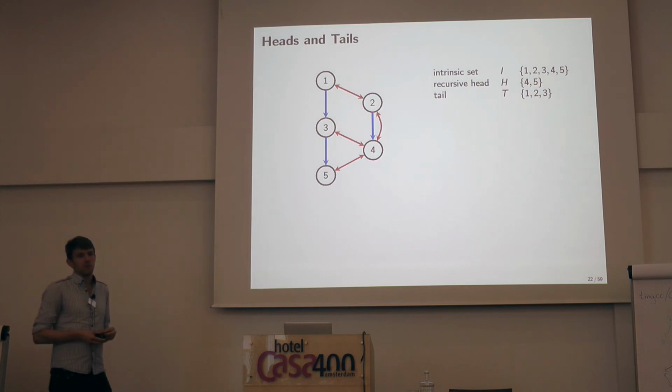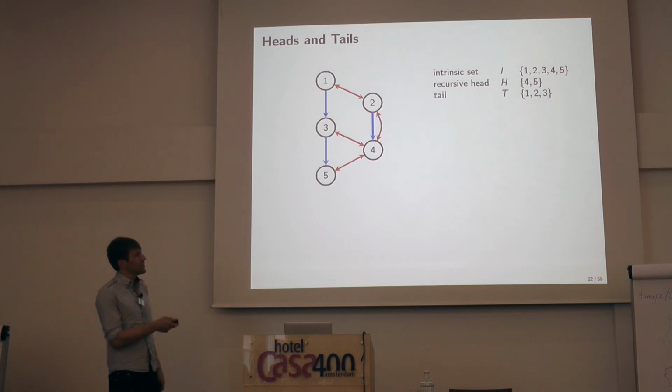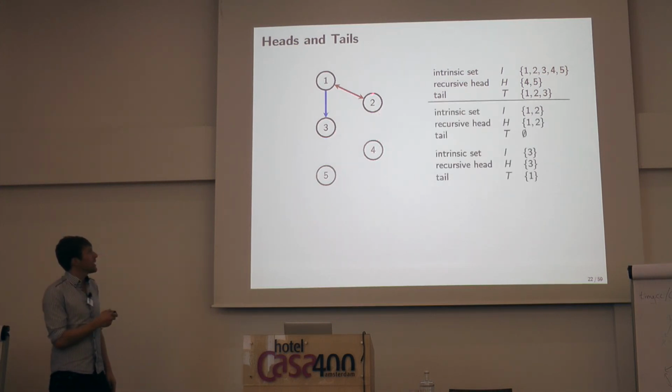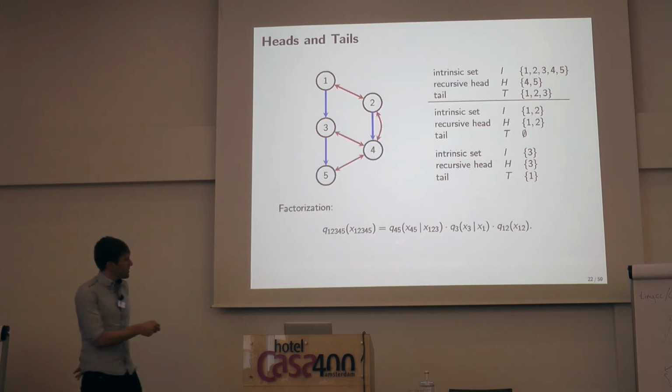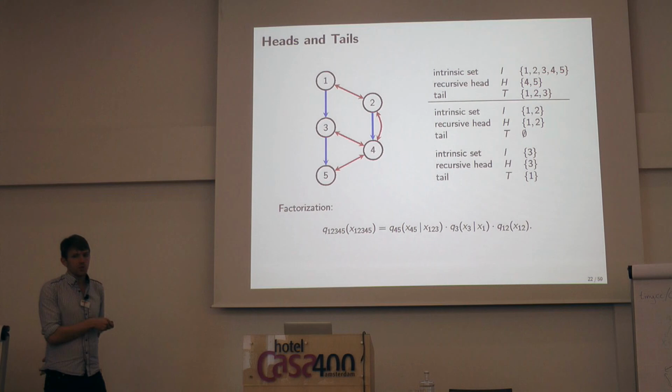How many districts do I have? I've got 2 districts, so I'm going to get 2 different heads. In fact, one of the districts is 1, 2, and there's no directed edges between them, so the head is everything. And the other one only contains 3. So I get an empty tail for 1 and 2 because they don't have any parents, and the tail for 3 is just 1. So this tells me that this thing should factorize in this way, which again is non-trivial because of the absence of this edge.